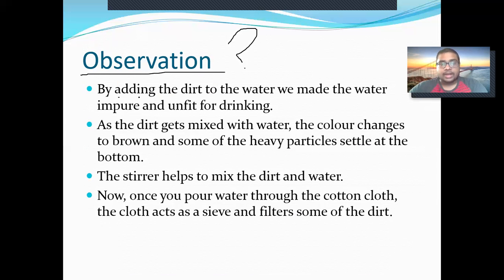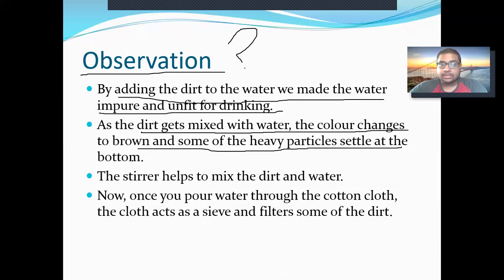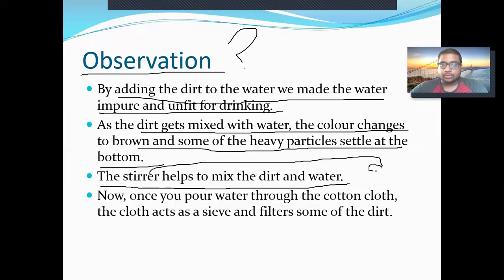So let us see. By adding the dirt to the water, we made the water impure and unfit for drinking. Correct? Now, as the dirt gets mixed with the water, the color changes to brown and some of the heavy particles settle at the bottom. So, the dirt gets settled in the bottom. And third point is the stirrer helps to mix the dirt and water. This stirrer is nothing but the spoon that you use to stir that water, to mix dirt and water.